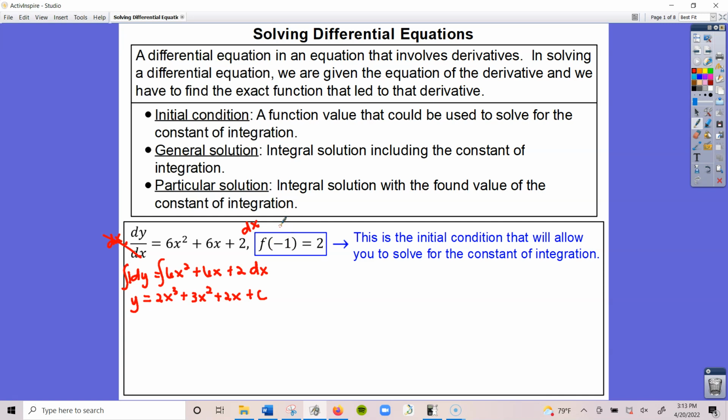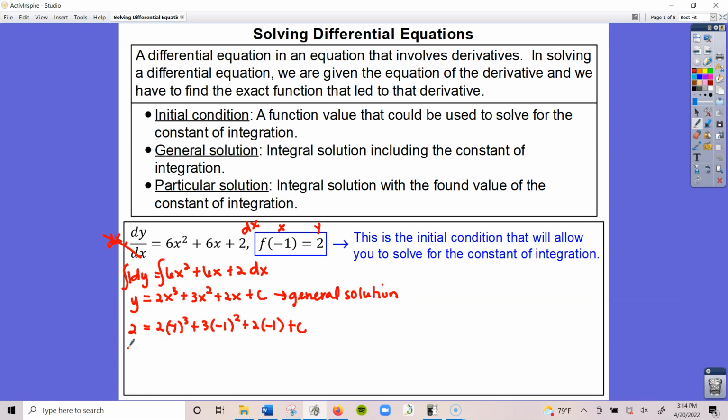This negative 1 is the x, and the 2 is the y. So I'm going to plug that in. y is 2, which is equal to 2 times negative 1 to the third, plus 3 times negative 1 squared, plus 2 times negative 1, plus c. This is going to allow me to solve for c. And I'm just going to remind you, this is the general solution. This is the one we're going to use later once we plug in c.